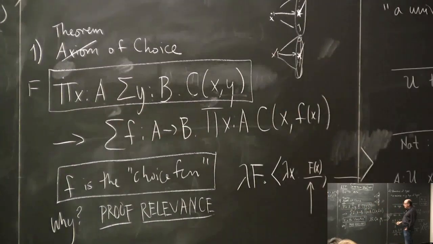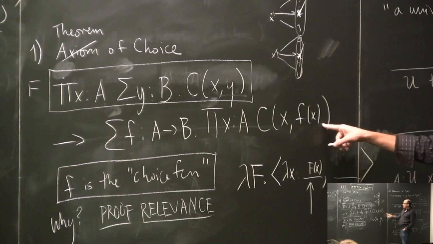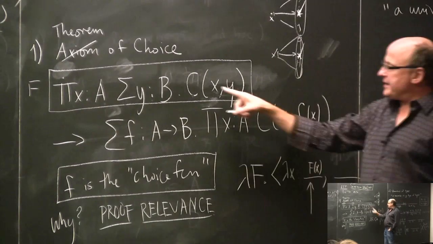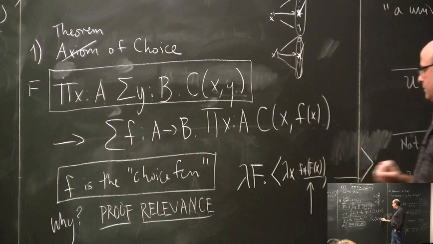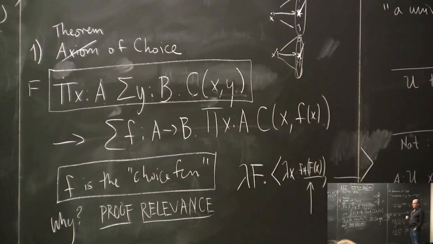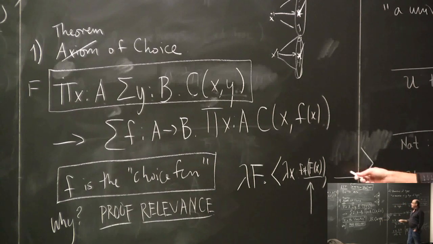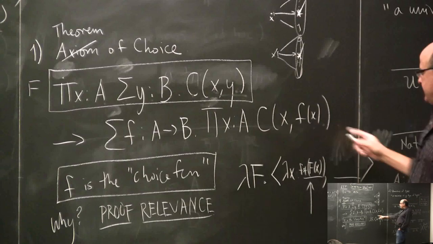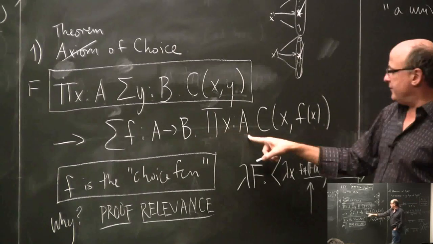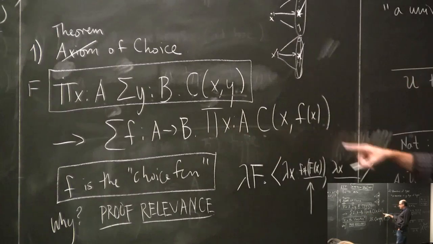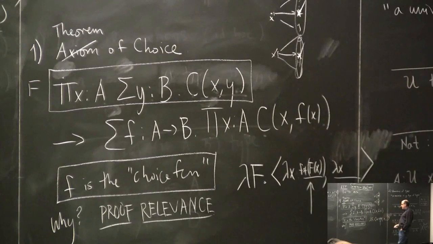So if I want to know what is the b in question to which x is related, that's none other than first of f of x. So I've written this down before. And now I need to prove that for every x in A, it's related. So I have lambda x for every x in A. Now I want something of type C of x and f of x. Where am I going to get that?